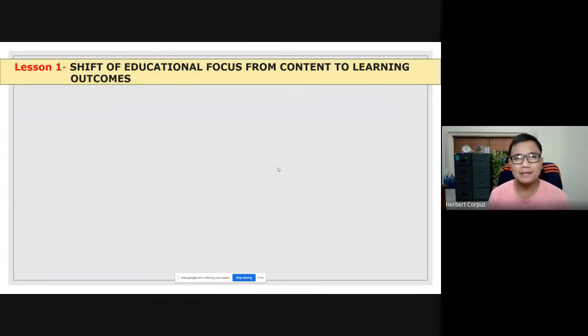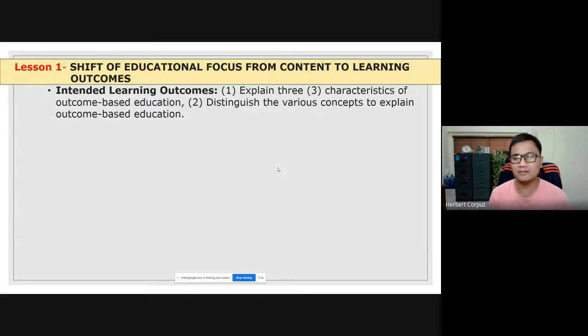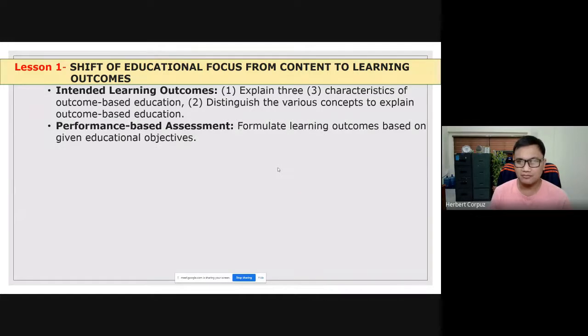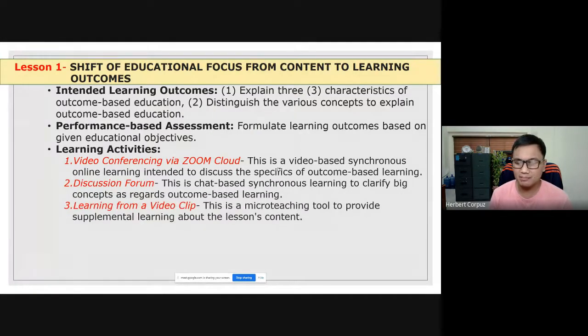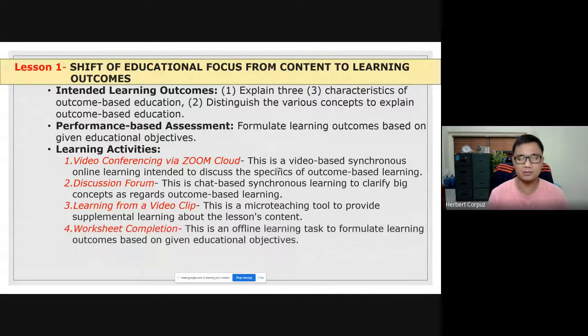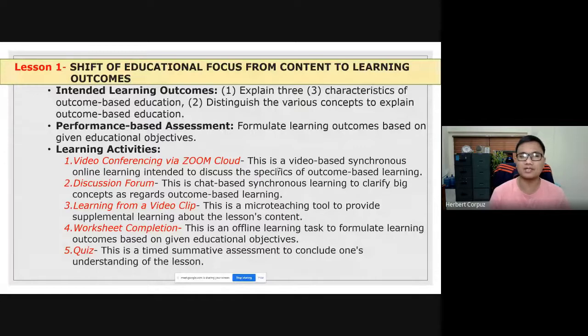We just have to remind ourselves again of the content of lesson 1. As we have said, lesson 1 is on the shift of educational focus from content to learning outcomes, with those intended learning outcomes. With this performance-based assessment, later on you will be asked to formulate learning outcomes based on given educational objectives. The following activities: video conferencing, discussion forum, learning from a video clip. I hope that you already have checked the new LMS, because there are video clips provided in the LMS content that you need to watch and learn from. You will also be asked to complete a worksheet, and a quiz will be given to you after we discuss everything about lesson 1.